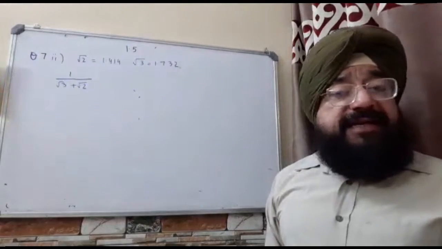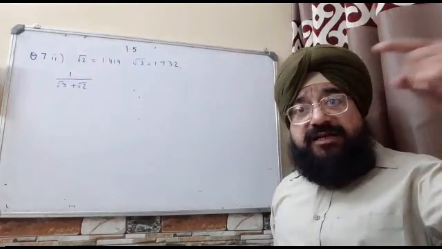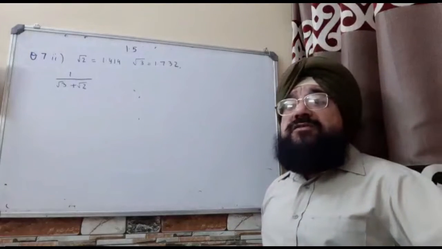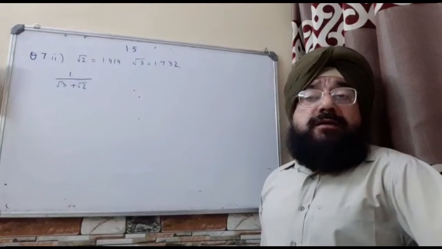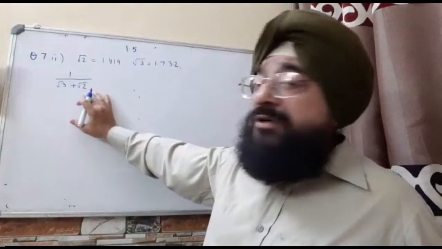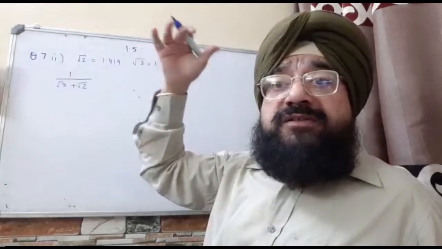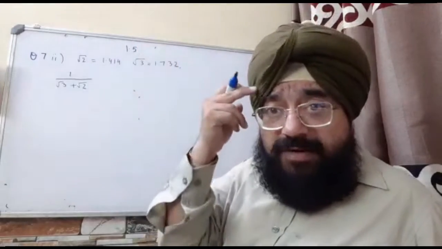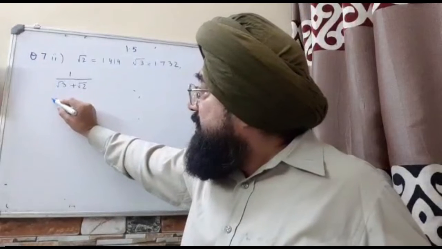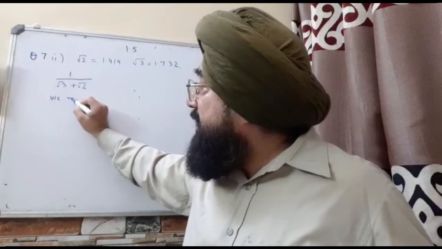So, intelligence will be to rationalize it first before you put the value of root 2 and root 3 in any of these questions. One thing is that you can directly put a value of root 3 here and root 2 here and solve and go on for long divisions. And second is, apply your mind, rationalize it. That is, we rationalize the denominator.